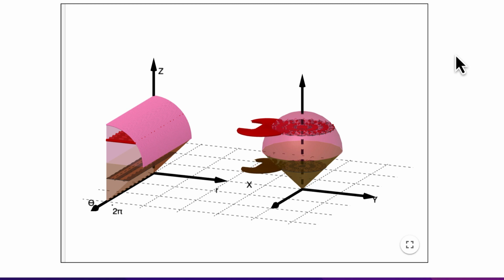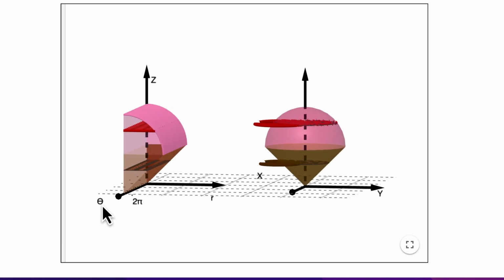Since theta is independent from R and Z, you can move the integration with respect to theta to the most inner, the middle, or the most outer. It doesn't matter. The other two are the ones that are related to each other and make interesting pictures. So let's look at this interesting picture that they make.